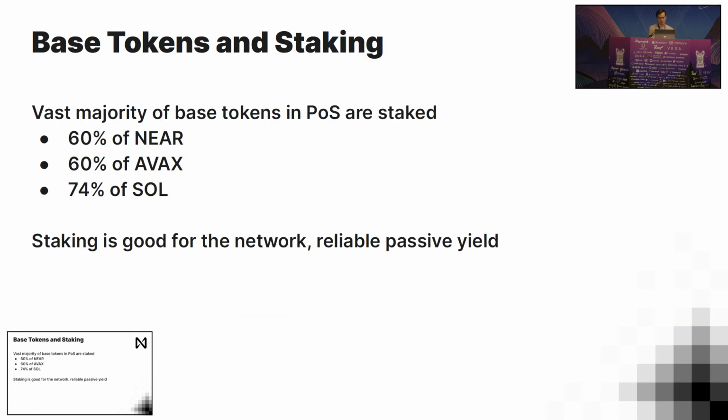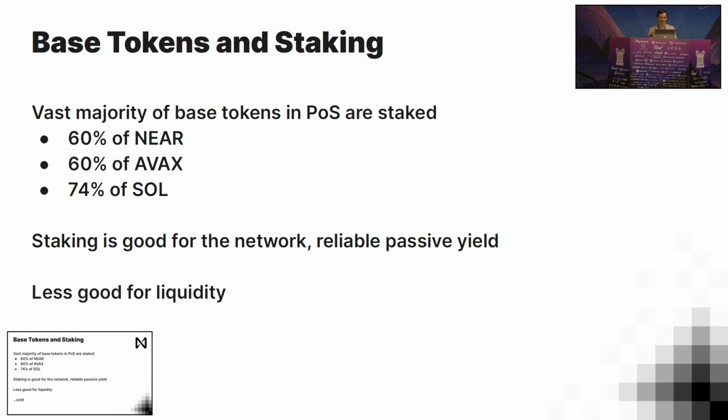The problem with the base token, though, when it comes to L1s, is that the majority of base tokens in proof-of-stake networks, which is just about all of them at this point, are going to be staked. Just as 3 examples, Near and Avalanche both have about 60% of the circulating supply staked, and Solana has 74% of the supply staked. This is great for the network, of course. More stake equals better security for the network, and it's a very obvious choice for holders of these tokens because it is the most reliable kind of passive yield, which is the thing that everybody wants: passive high yield. But it's not very good for liquidity at all.